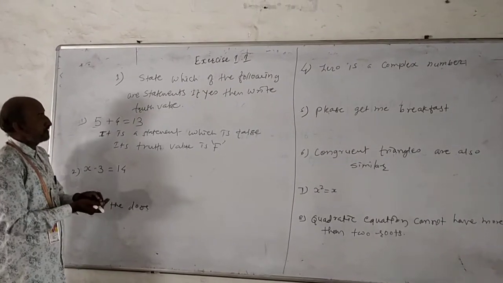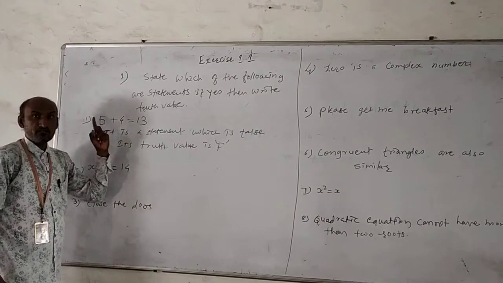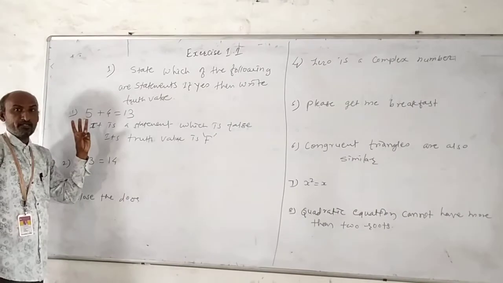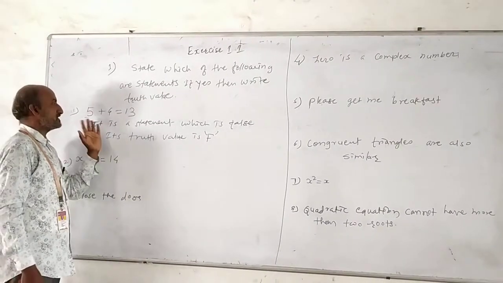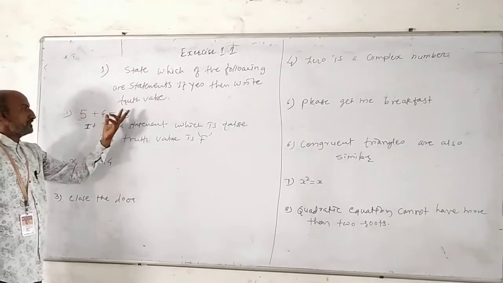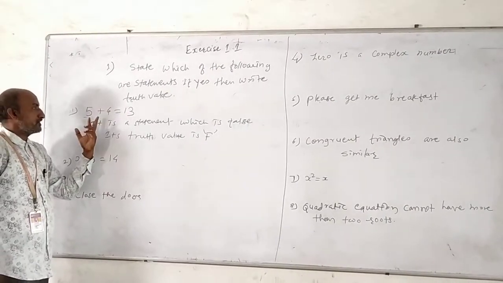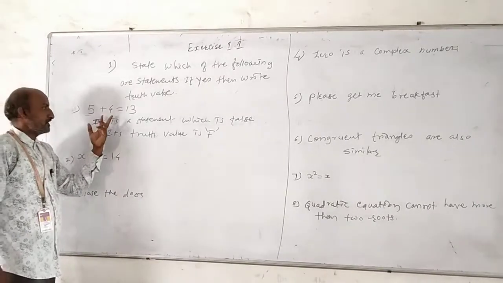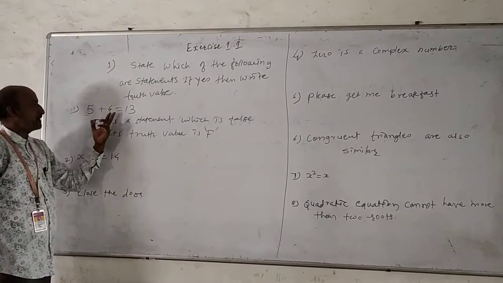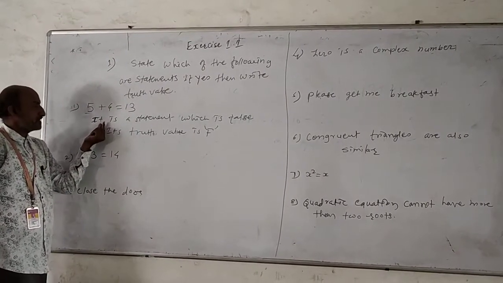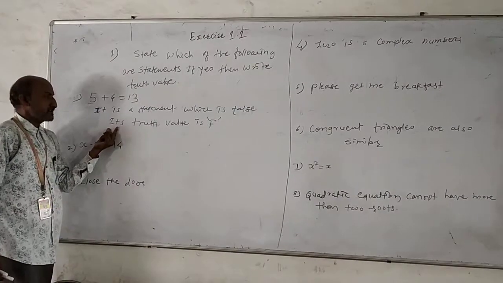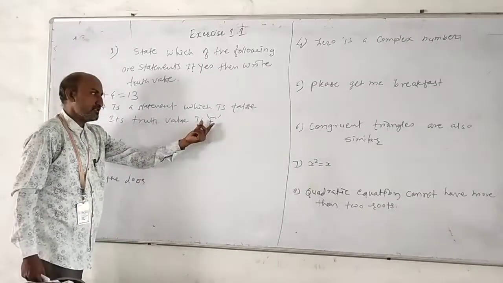First we have to decide whether it is a statement. What is meant by a statement? In the first lecture we discussed that a declarative sentence is a statement. These sentences are given, but here you have to explain and create your answer using that statement. 5 plus 4 equal to 30. Then write the answer: it is a statement which is false and its truth value is F, meaning false.